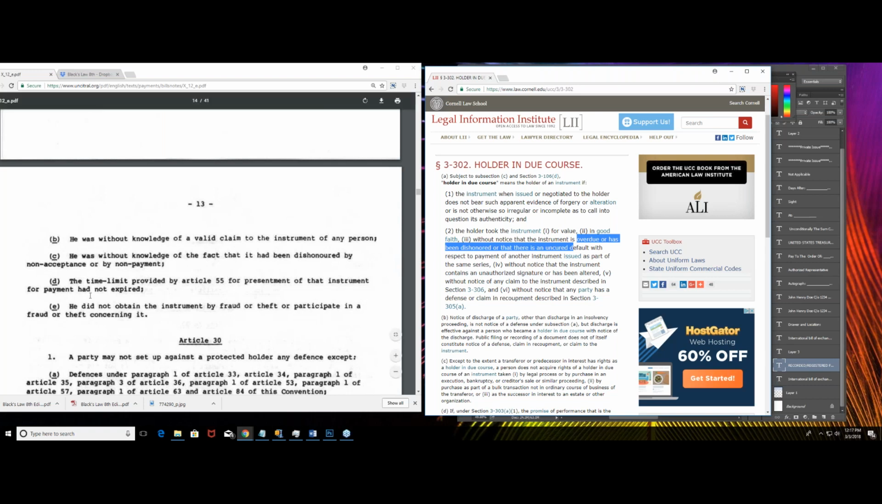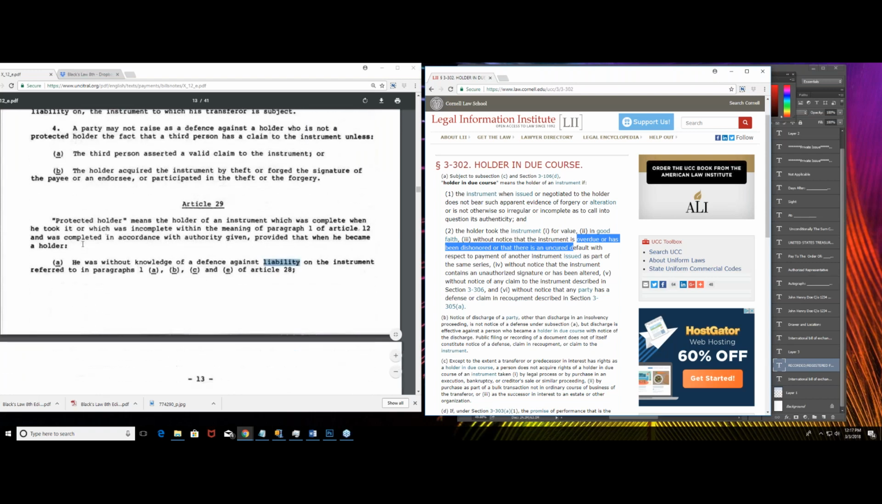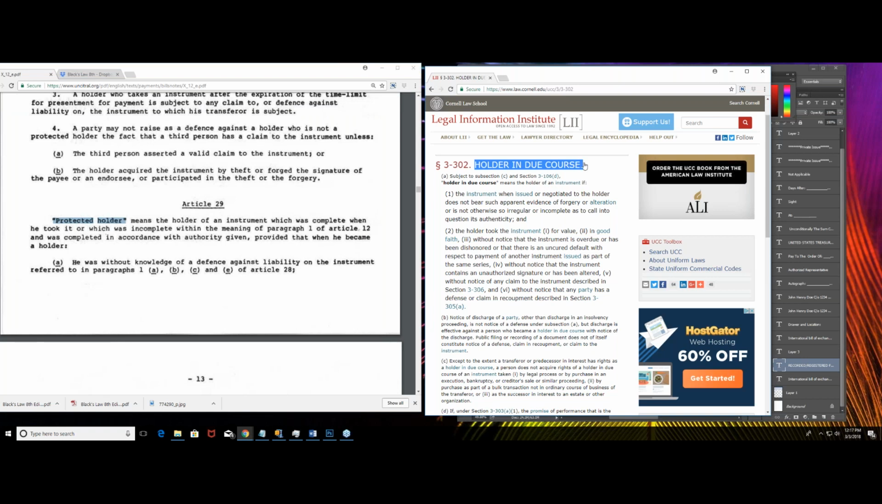Are y'all getting it right now? In the UCC, they call it a holder in due course. Over here, they call it a protected holder. They're the same thing, ain't they? This one gives more clarity to me. I prefer this word rather than holder in due course. Everybody gets confused with that term, but this word lets you know when you're protected: when you're the holder in due course, you're the protected holder.